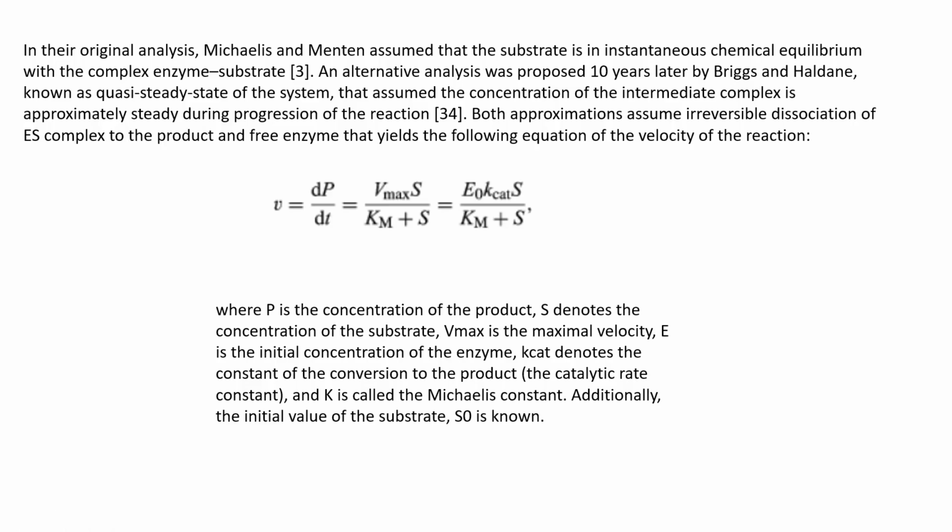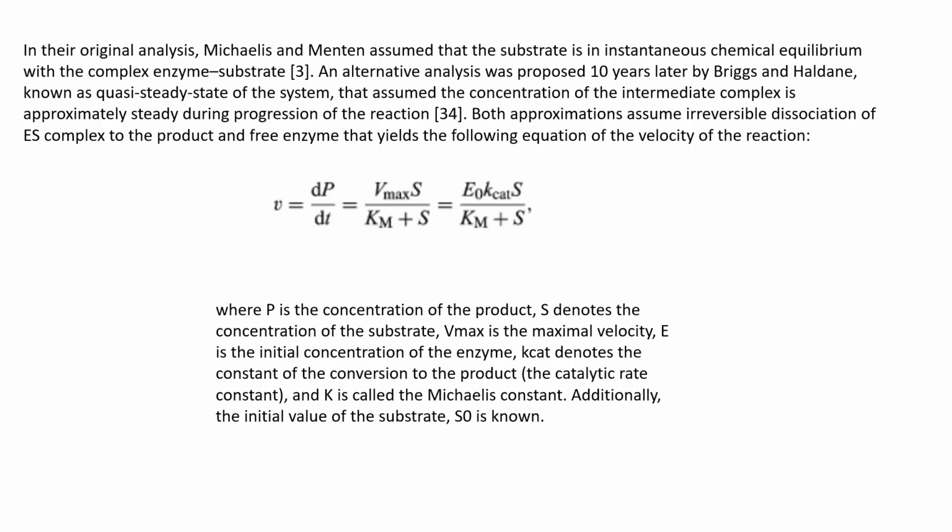reaction. And both approximations assume irreversible dissociation of the ES complex to product and the free enzyme, which yields the following equation of the velocity of the reaction. So your dp/dt will be the velocity of the reaction. If you can solve it analytically from here, it will give you something like this, which is Vmax, the product of the initial concentration of the enzyme times kcat, times S, the substrate concentration, divided by Km plus S. And this Vmax is basically denoting the maximum velocity of the reaction.